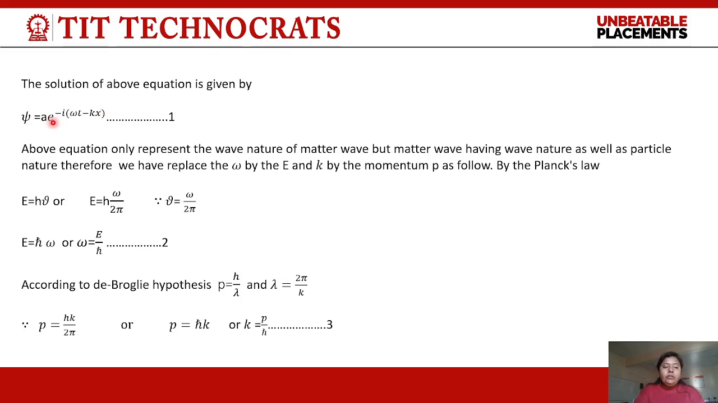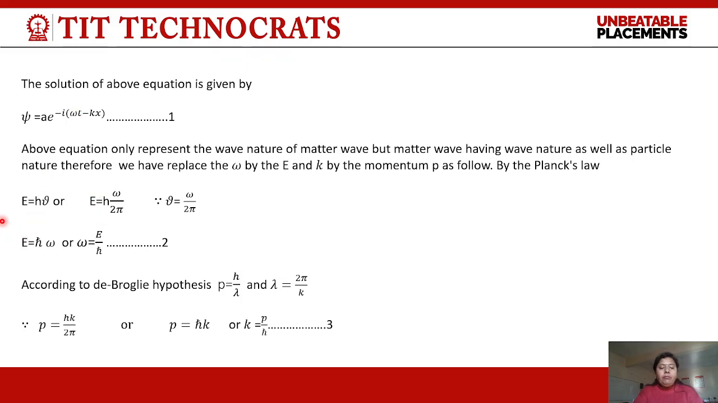So now we are going to change this wave nature. Omega and k are actually wave nature: omega represents the frequency and k represents the propagation constant, and both are angular here. So how can we convert this? We can change omega or k from wave nature to particle nature, or we can take wave nature as well as particle nature in this equation.